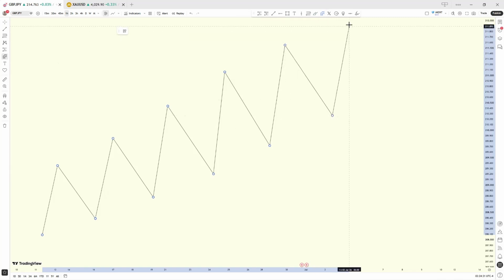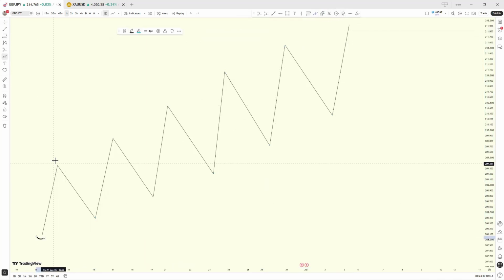Now, let's make it more practical. This is a low, this is a high. The rule is the new low should be higher than this, right? The new high should be higher than this one. What do I mean by that? Look at the height of this one. The new high is higher than it, right? And look at the height of this one. The new low is higher than this one.